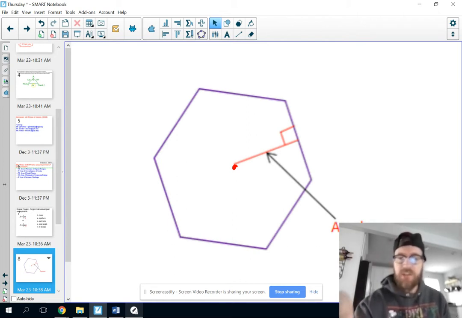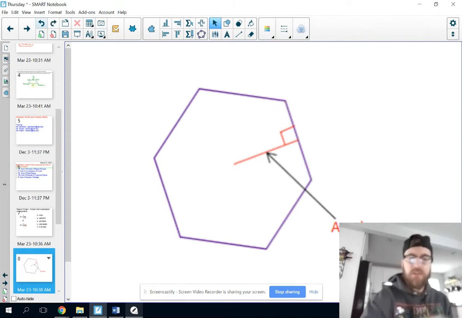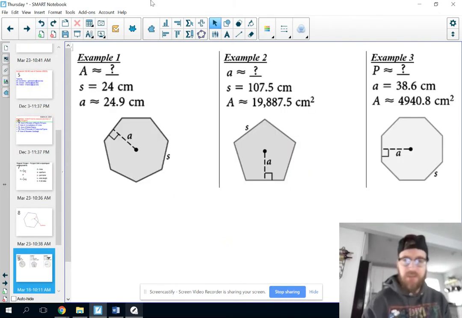So just make sure, because in some diagrams you'll see this type of line drawn in as well. That's not the apothem because, one, it's not perpendicular to a side, and it's not starting at the midpoint of one of the sides. So make sure it's always at that midpoint when you're looking for the apothem. So let's look at a couple examples.